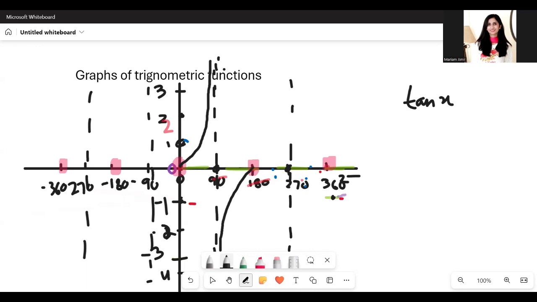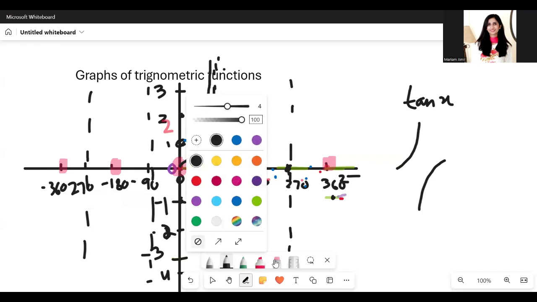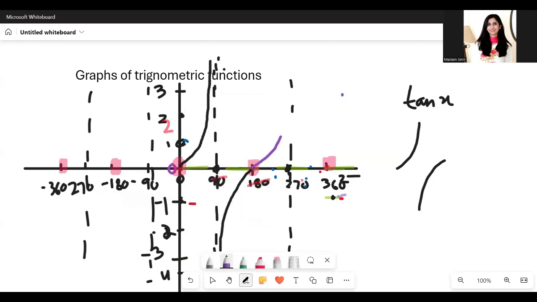This is one complete cycle of the tan x graph, and then the cycle repeats itself. That is why the period of the tan x graph is 180, because it repeats itself after every 180 degrees. Goes like this, goes like this, goes like this.